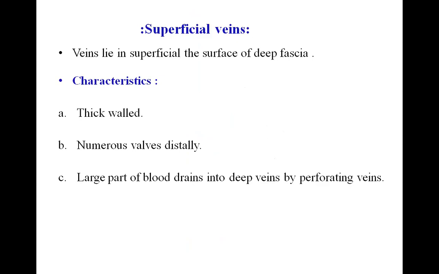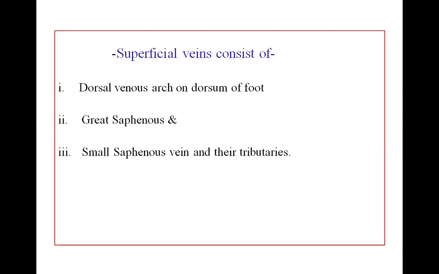Superficial veins lie in the superficial fascia, on the superior surface of the deep fascia. Characteristic features of the superficial veins are: these veins are thick-walled, they have numerous valves in the distal part, and a large part of blood drains into the deep veins by the perforating veins. So these are the three characteristic features of the superficial veins. Superficial veins are the dorsal venous arch on the dorsum of the foot, great saphenous vein, small saphenous vein, and their tributaries.